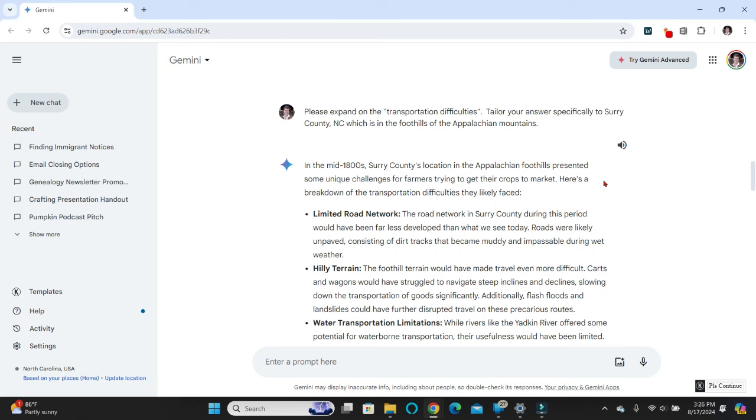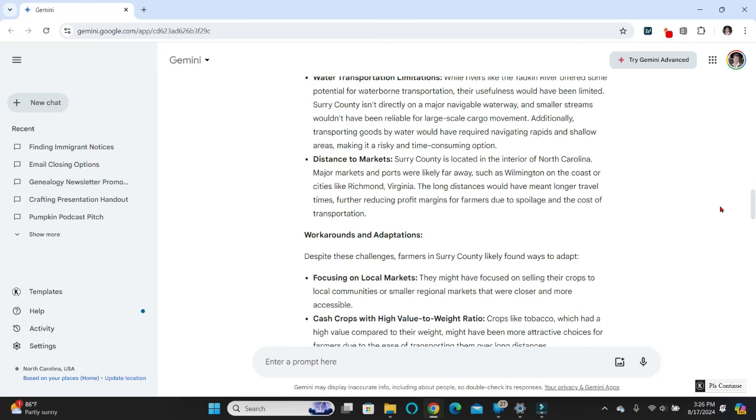It's telling me, again, yes, that it had challenges: a limited road network, hilly terrain, yes, definitely very difficult, water limitations, water transportation, and distance to market. So it was, what did they do to get around it?